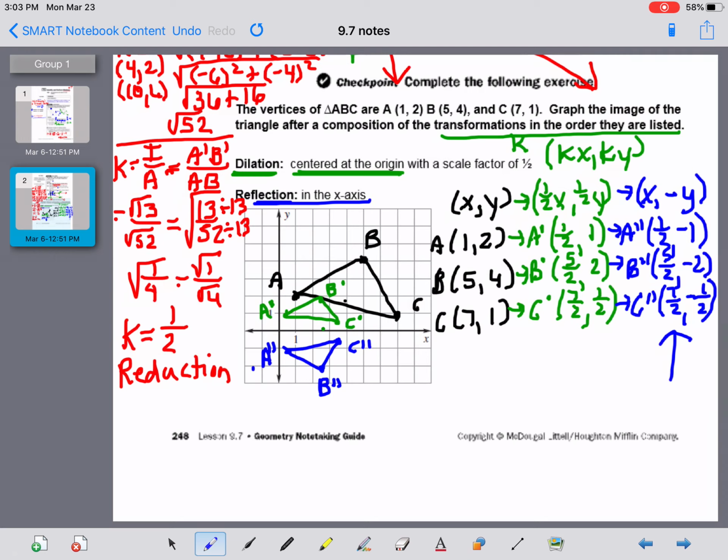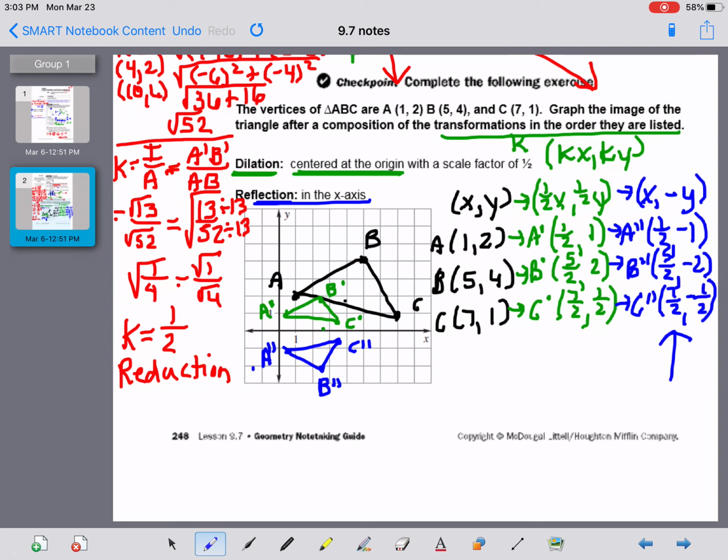Just a quick reminder with this composition of transformations, because we did a dilation and my side lengths change, this composition is not isometric. All lengths need to stay the same in size to be isometric, and this one is not isometric.